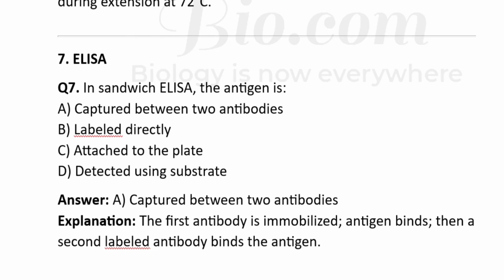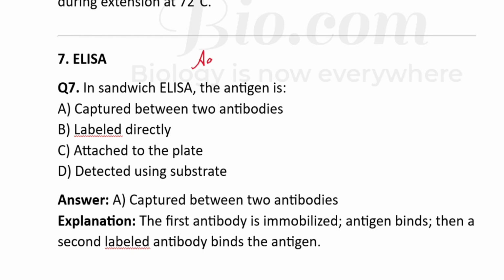ELISA full form is enzyme linked immunosorbent assay. In sandwich ELISA, the antigen is captured between two antibodies, one directly attached to the plate, detected using substrate. So you need to study about the ELISA because it is very important. Many questions are asked in CSIR related to the ELISA and different techniques. So the sandwich ELISA is a highly sensitive technique for detecting the antigen.